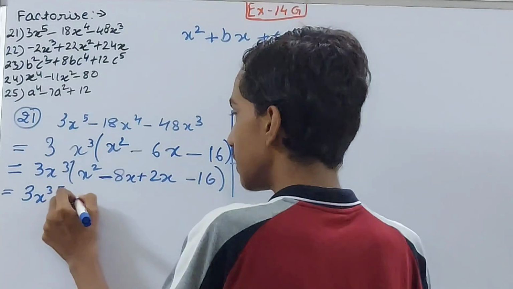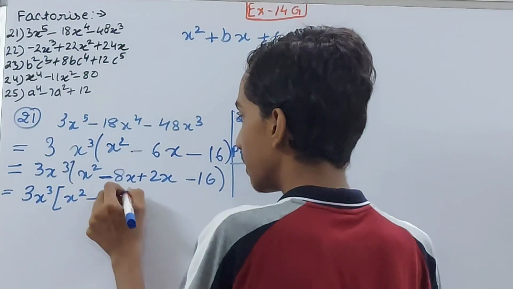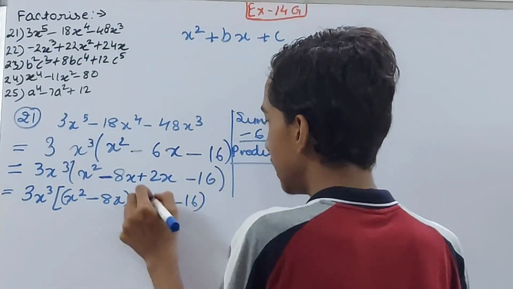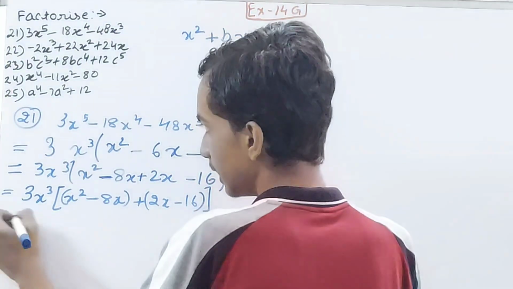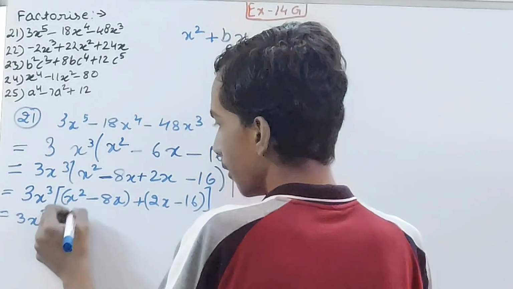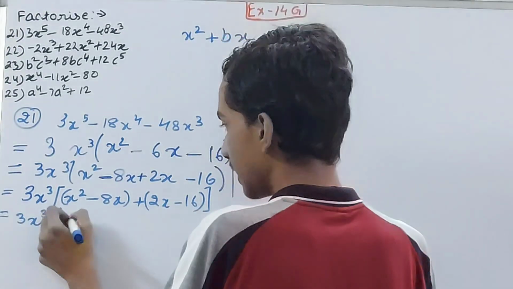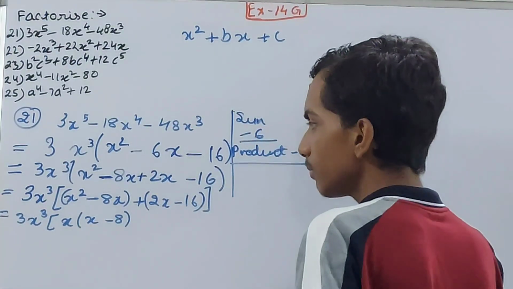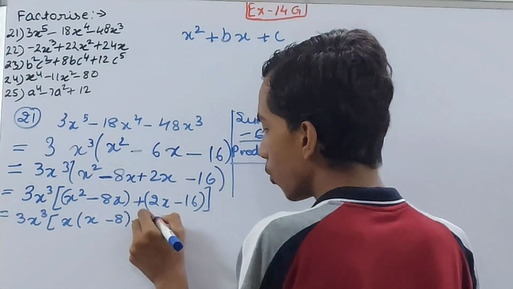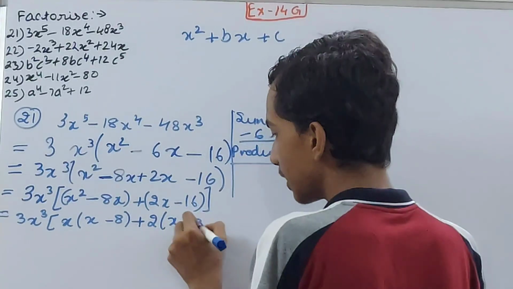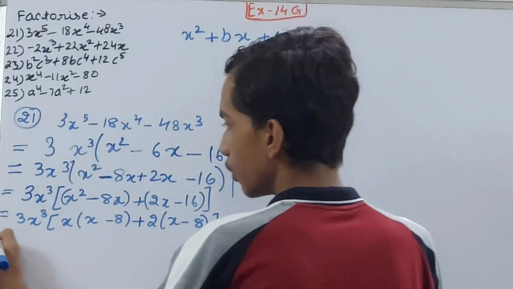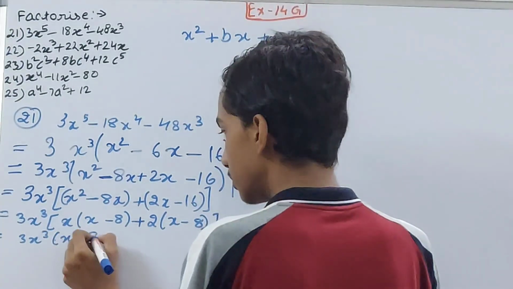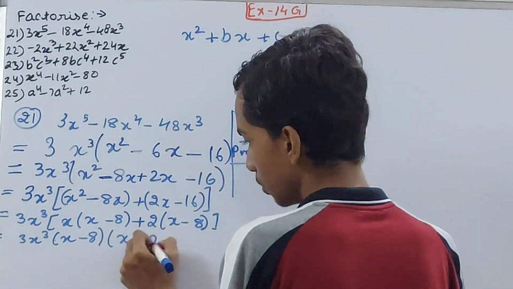Now we can start the factorization. First of all, we will group it this way: x square minus 8x, and the other group will have 2x minus 16, right? Now you can close that. Now see here, 3x cube in one group. From here we are taking x as common, we are left with x minus 8, right? And here we are taking 2 common, so we are left with x minus 8 here also. That's it. So you can solve it: 3x cube and x minus 8 common into x plus 2, right?